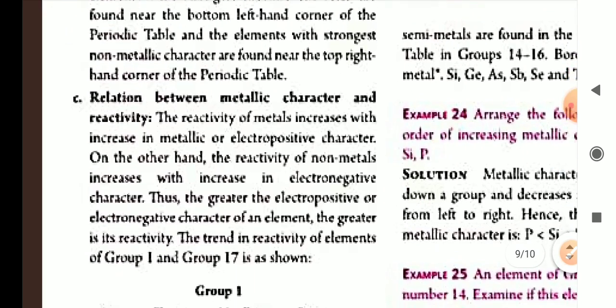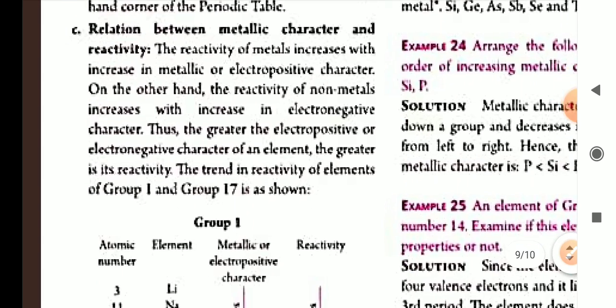Relation between metallic character and reactivity. The reactivity of metals increases with an increase in metallic or electropositive character. On the other hand, the reactivity of nonmetals increases with an increase in electronegative character. Thus, the greater the electropositive or electronegative character of an element, the greater its reactivity. The trend in reactivity of elements of groups 1 and 17 is shown below.